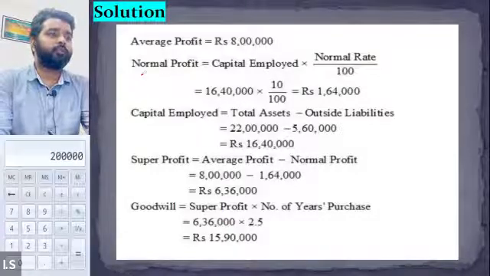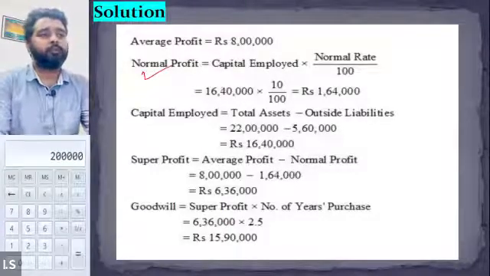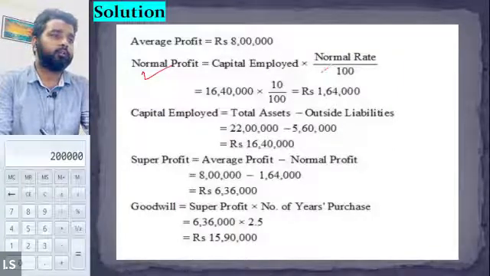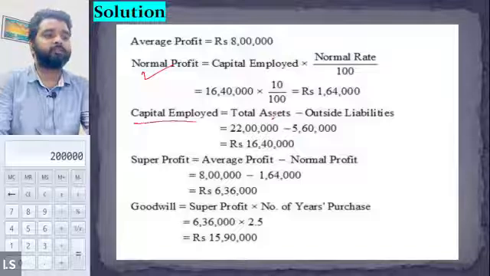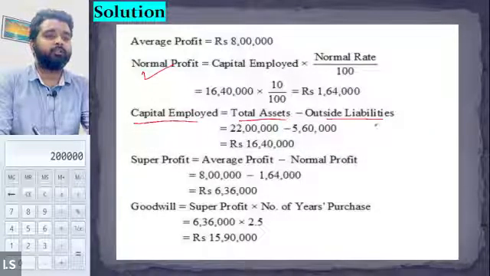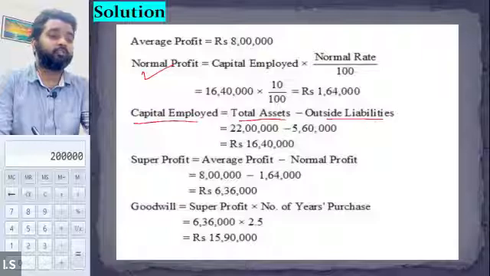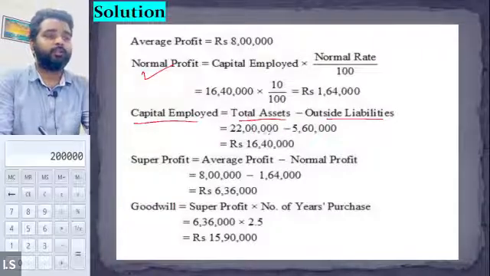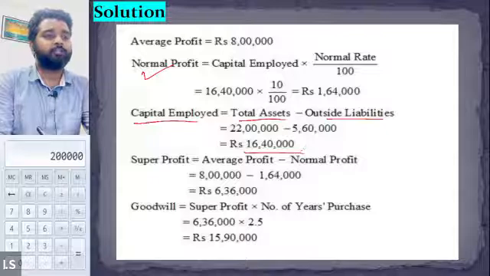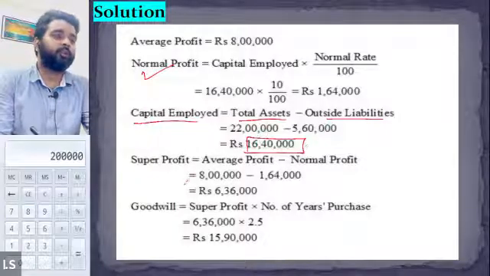You have calculated the normal profit, Evan, capital employed into normal rate of return. How do you find out the capital employed? We will find out the capital employed by simply subtracting the value of the liability out of the value of the asset. So liability is given as 5,60,000. The value of the asset is 22 lakh. That means after subtracting 5,60,000, you will get 16,40,000 as the value of the capital employed, right?